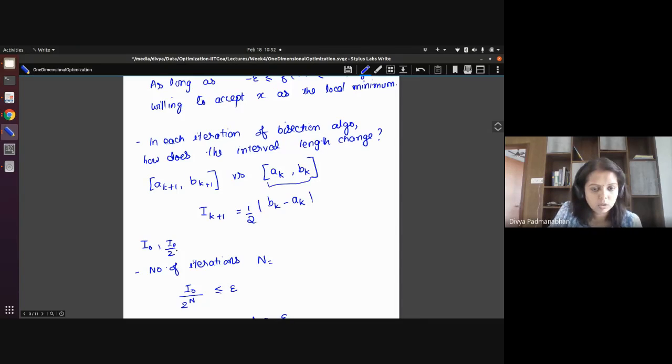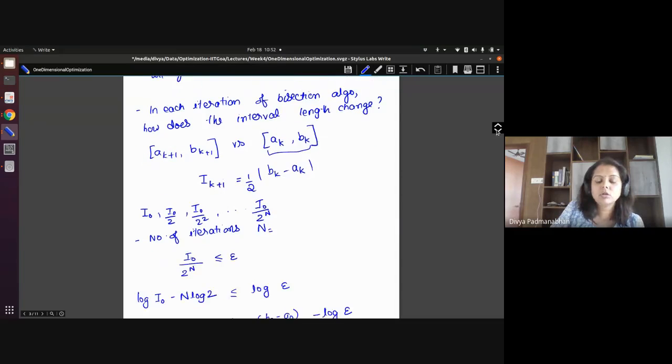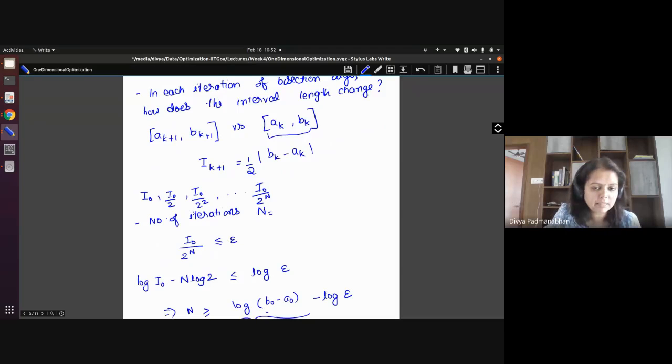Okay, then you have I naught by 2 square and so on. So that's the way it progresses. So at step n, what you're going to get is I naught by 2 power n. Now you want this to be less than epsilon. This is the interval length, and you want that to be less than epsilon. So you just try to find the n which gives this.